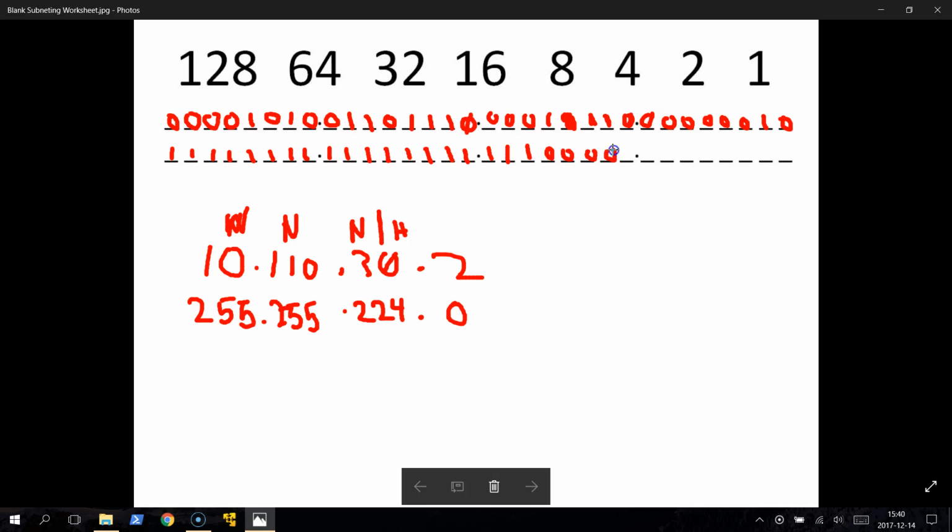All right, and the rest are all zeroed out. Now what that does, everything else has to be 0. This creates a border. Everything with a 1 is part of the network. Everything with a 0 is part of the host. And what that does, it creates a border wall. All right, and it says this is the network. This is the host. All right.